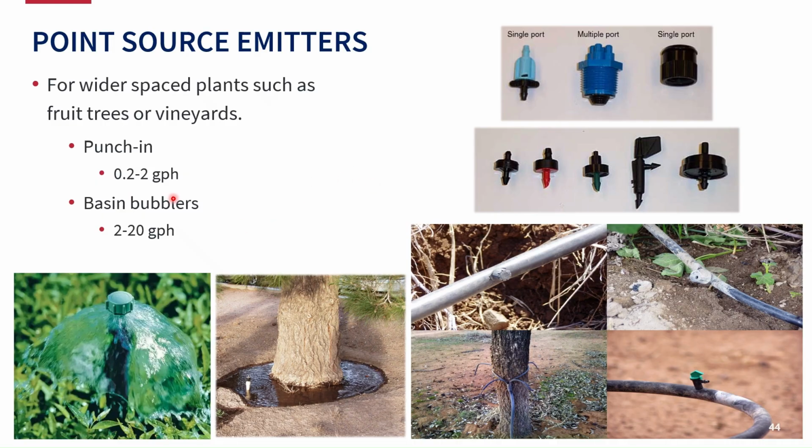In larger flow rate applications, we may have items called basin bubblers, right? That lateral line is going to run down, and that basin bubbler is going to fill that full basin of soil that's formed around that fruit tree to irrigate that area.